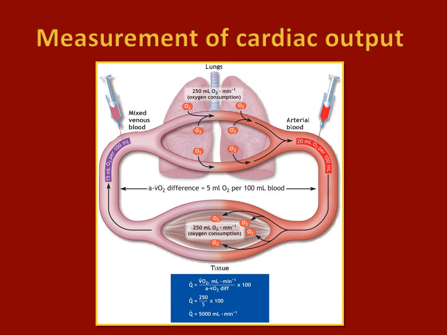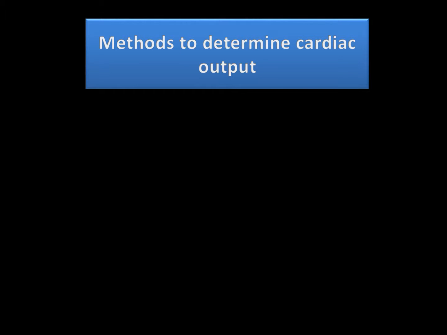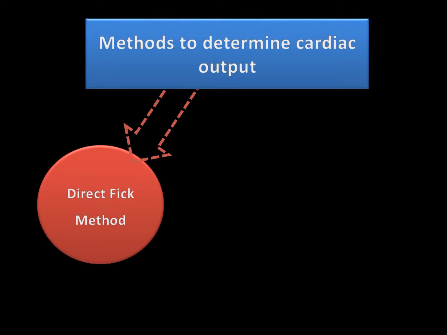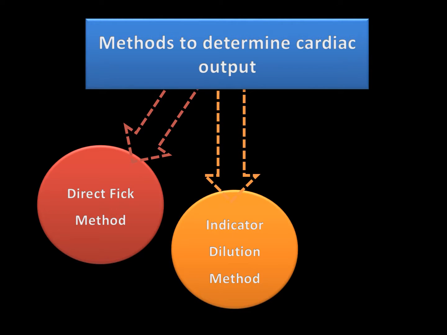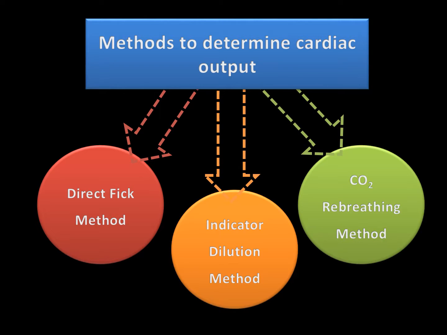How is cardiac output measured? There are 3 methods to determine cardiac output: direct Fick, indicator dilution method, and carbon dioxide rebreathing method. For the sake of this subject, we will only have to name the 3 methods. If you want a broader explanation of each of them, you can look at your textbook.